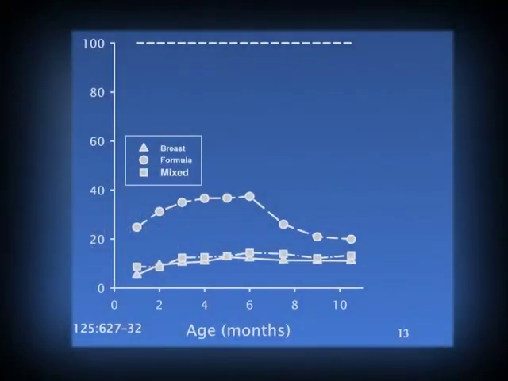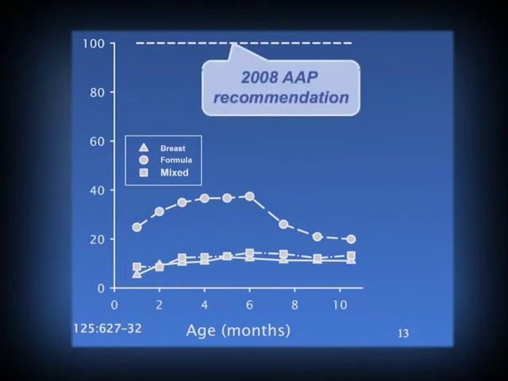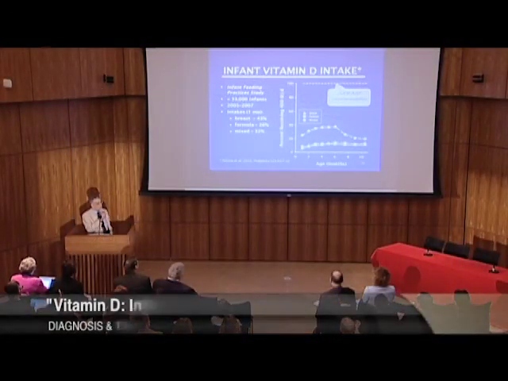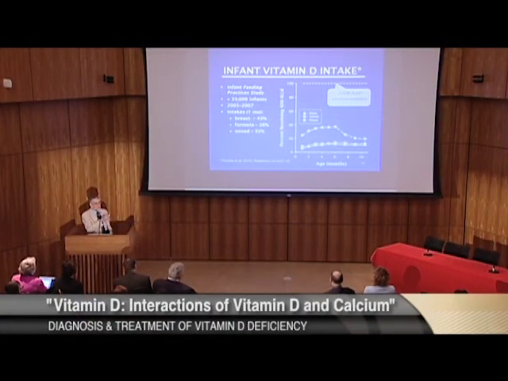And here is the performance. Look at this. This is the formula fed babies. Here is the target, 100% receiving the AAP recommendation. The breastfed and the mixed fed are just way down in the basement, as you can see. It's just an absolutely horrible story. And as I say, published this month, the message is not getting out to the practitioner.